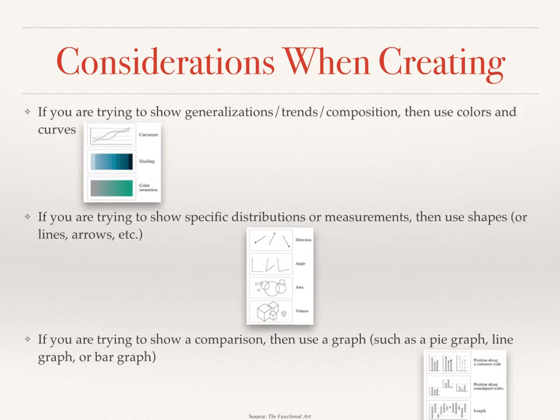Depicting the information effectively and efficiently for your audience can be a big challenge. Here are a few tips for you though. Number 1, if you're trying to show trends, generalizations, or timelines, then curves, waves, and color gradients can easily be used to visually show how the trend changes over time or within certain audiences.